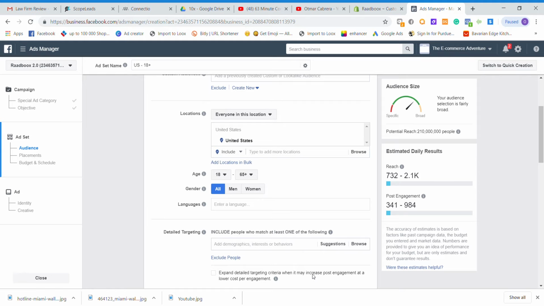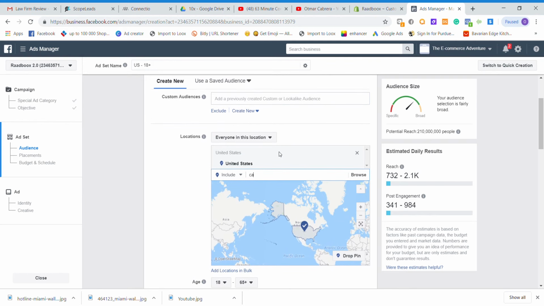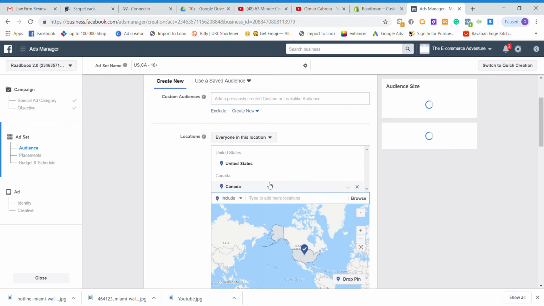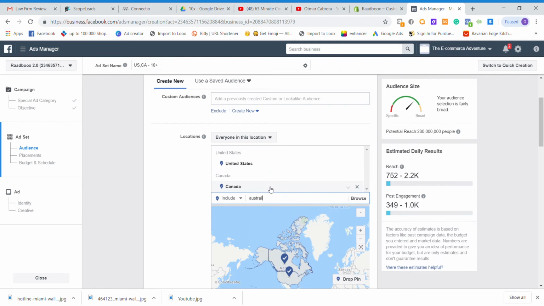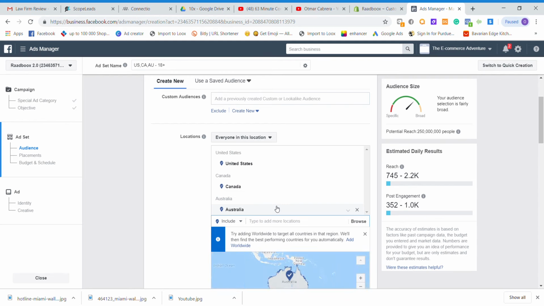So one thing I like to do is target what they call the big four. I like to target the United States, Canada, Australia, and the United Kingdom. The reason why people target these is because these guys usually have a bigger budget, as well as they're more likely to purchase.